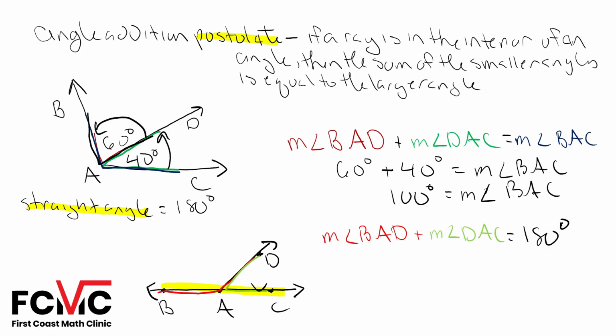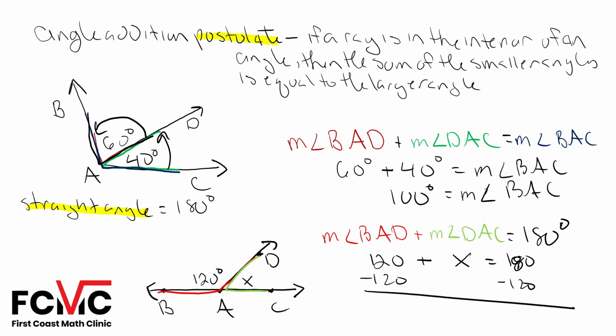So let's say, for example, we know that BAD is 120 degrees and DAC is x. That's our unknown. Then using our angle addition postulate, we could say that our equation is going to be 120 degrees for BAD plus DAC, which will be x, equals 180. Now let's subtract. We want to solve for x, so we can subtract 120 and subtract 120. And we get x equals 60 degrees. So our measure for DAC is going to be 60 degrees.